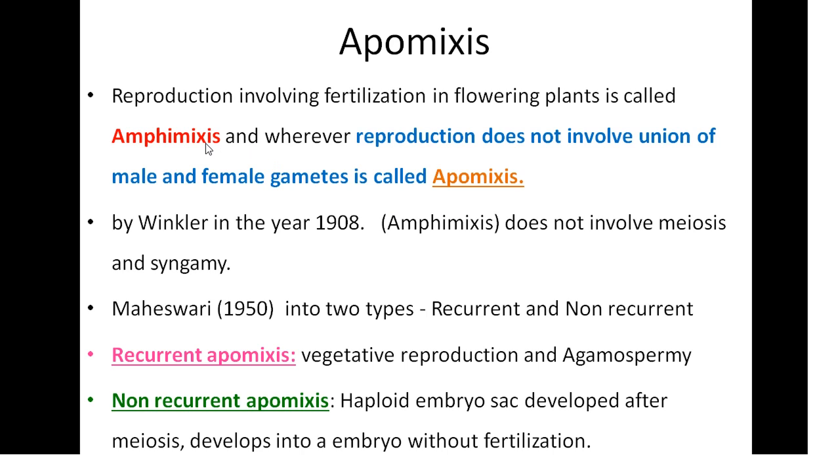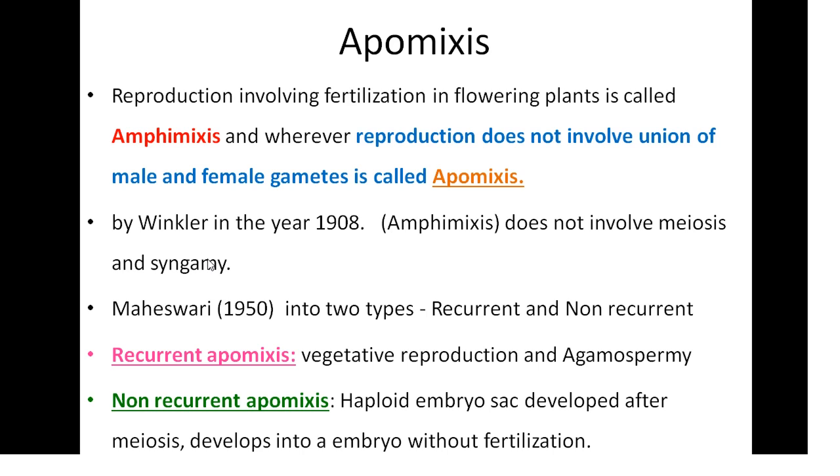Amphimixis means fertilization in flowering plants. But in apomixis there is no fusion of male and female gametes, yet embryos are produced. How is it? That process is called apomixis. Who introduced this term? Winkler, in the year 1908. It does not involve any meiosis and syngamy.